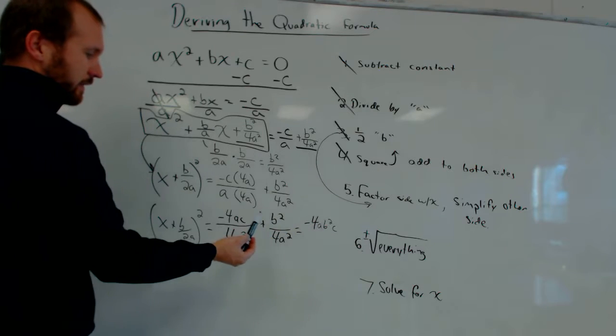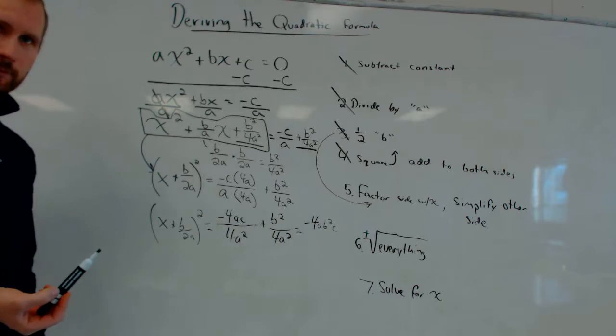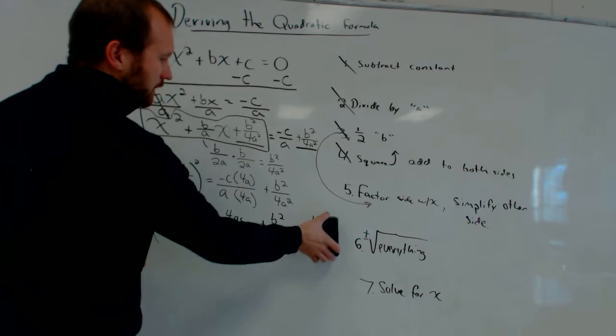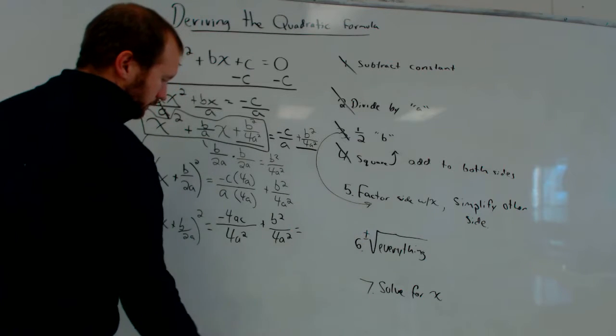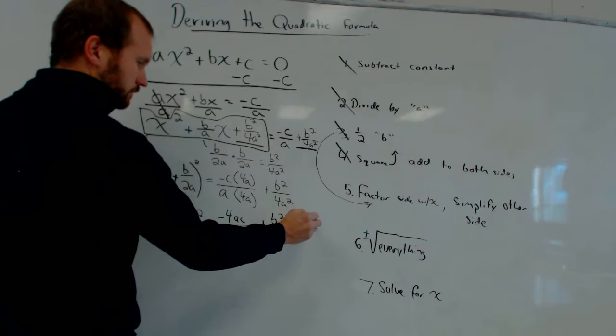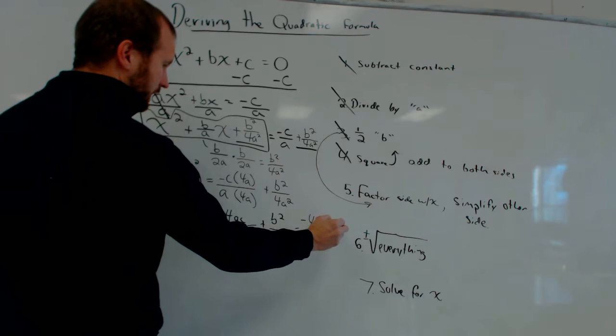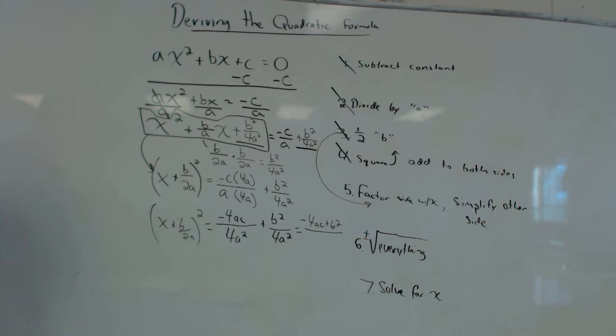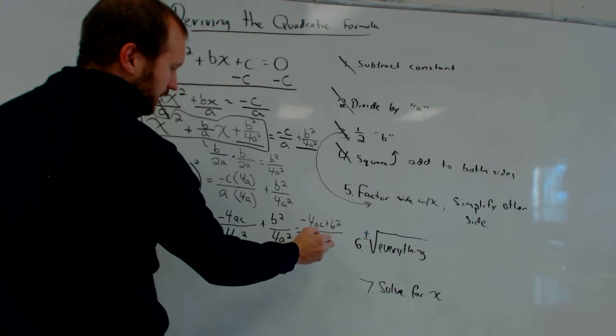Is that this plus this? Oh wait, no, that's that times that. Yeah, that's what we get if we multiply them. It'd be negative 4ac plus b. Yeah, that's all we can do, right? Over 4a squared. Yeah, the denominator just stays the same.